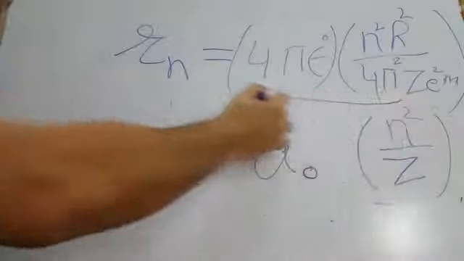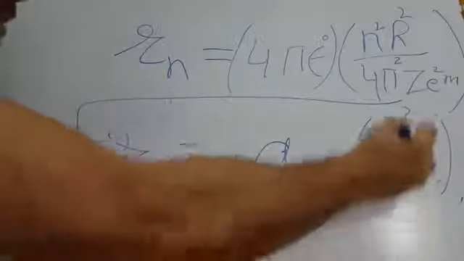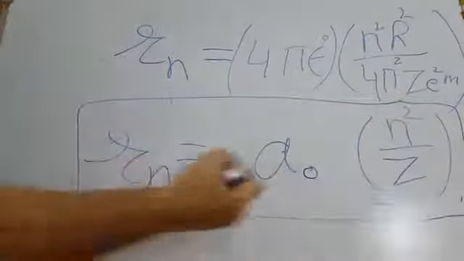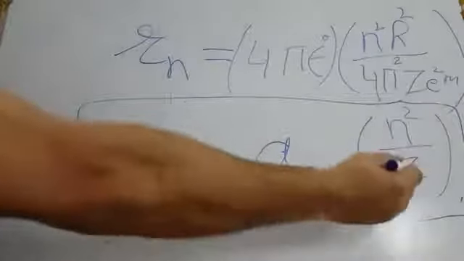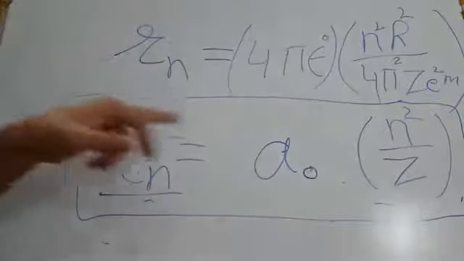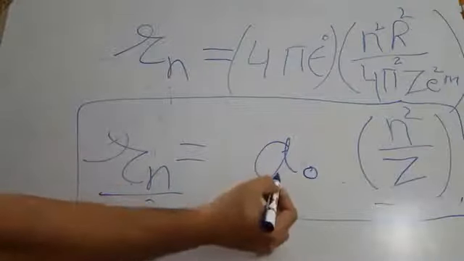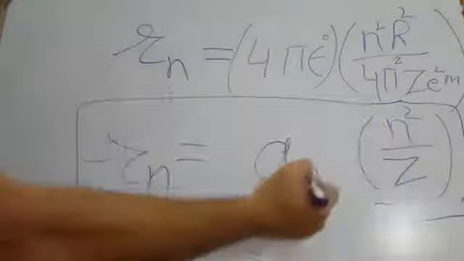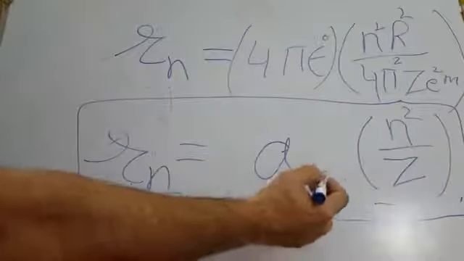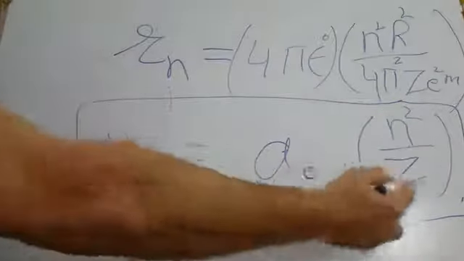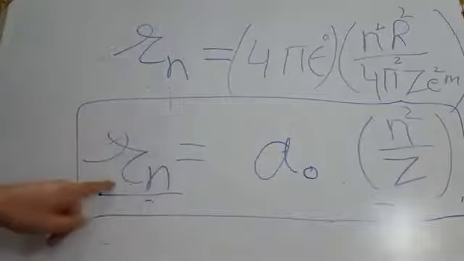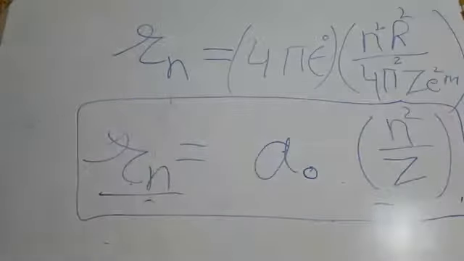Therefore you have to memorize this: Rn equals A0 n square upon z. This equation you have to memorize. The rest of those derivations are not in your syllabus. I have explained those just to understand where this A0 has been derived from, right? Is that clear? Therefore, you have to remember this.